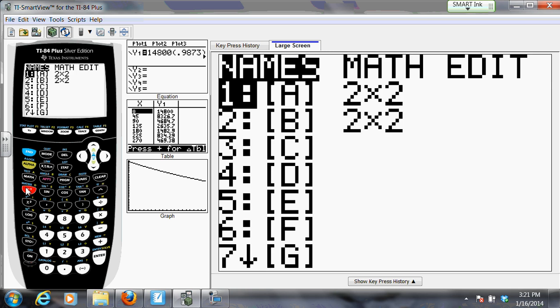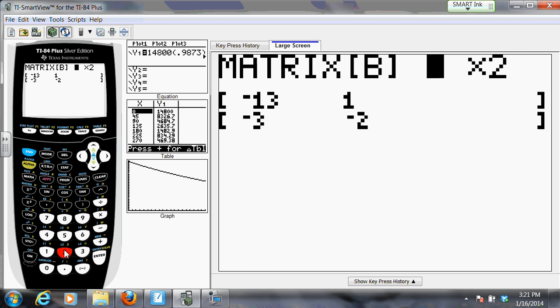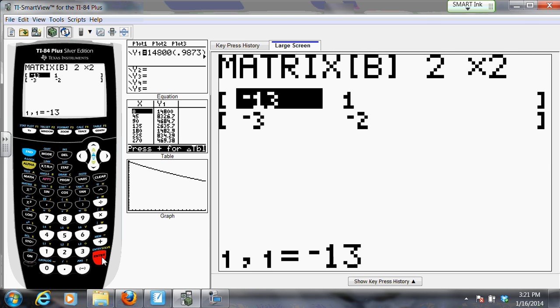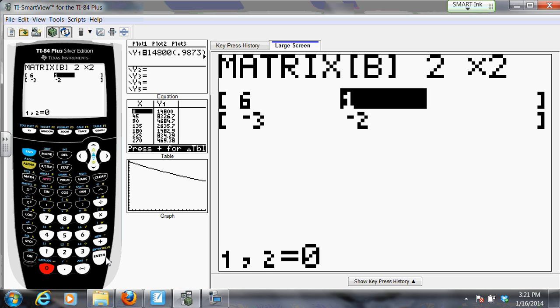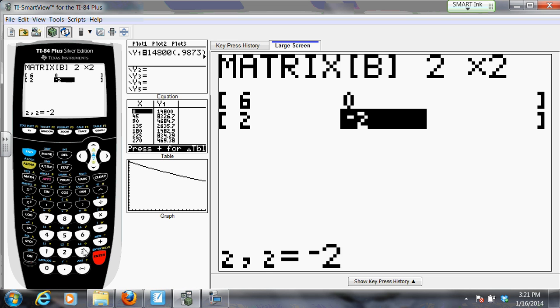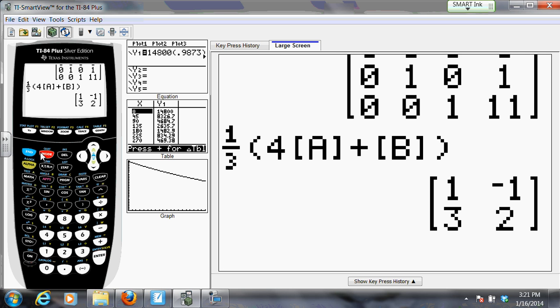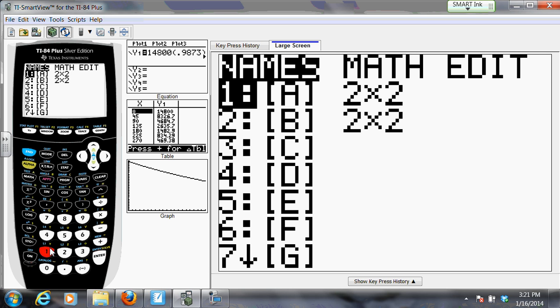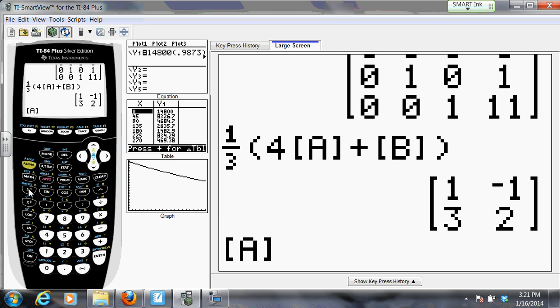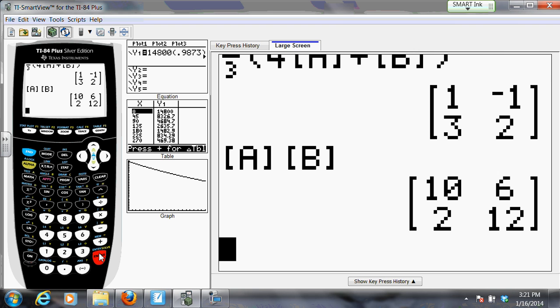I'm going to go back into matrix. This time edit B. That's a 2 by 2. And we have 6, 0, 2, 3. So on a regular screen, I'm going to go grab matrix A and times it by matrix B. And I get 10, 6, 2, 12.